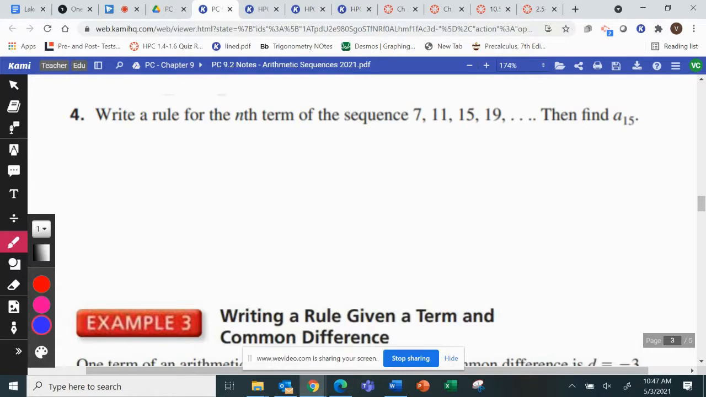Lena, did you get the rule? Did you get? Good. And Nick, what'd you get for a sub 15? 63. Excellent.